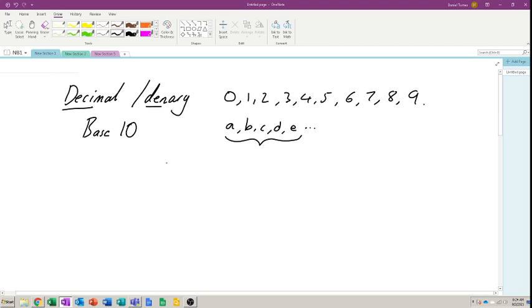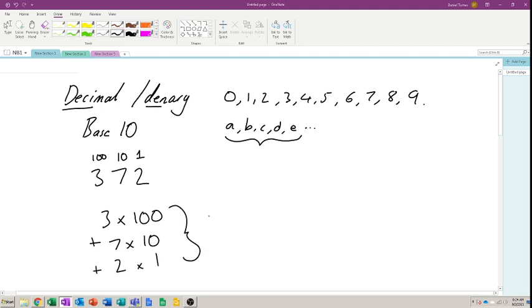Well, hopefully you'll be aware that we have columns in decimal. So if I were to write the number, let's say 372, I would say, right, this is the ones column, or the units column, this is the tens column, this is the hundreds column. And the way we read this is by saying, this one is 3 times 100, plus 7 times 10, plus 2 times 1, and that gives us the number 372.